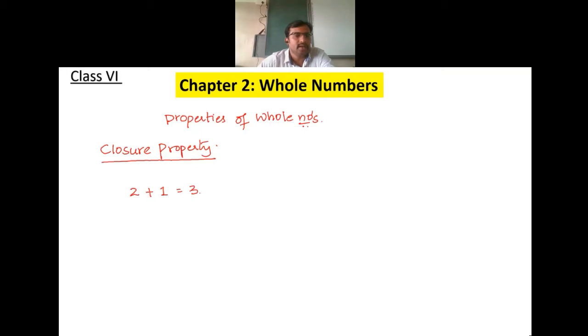Here, observe carefully. I have written the plus sign. It means I am adding the numbers. So whenever addition is taken, the sum of two whole numbers is again a whole number. This property is called the closure property under addition. This first one is under addition.